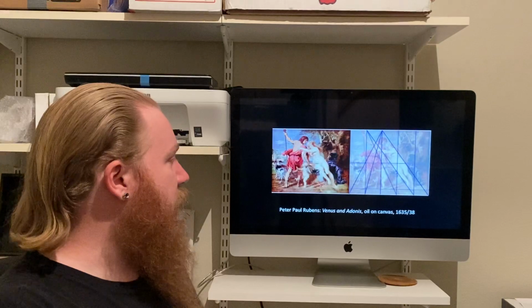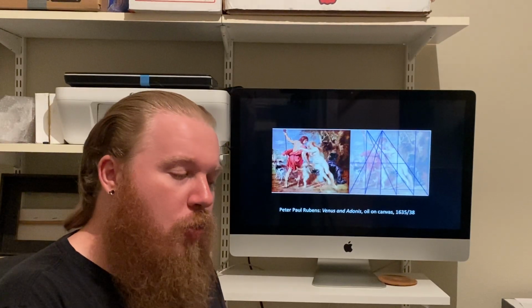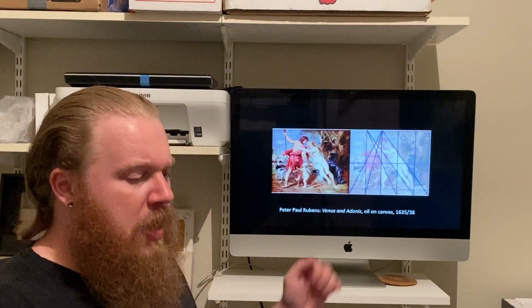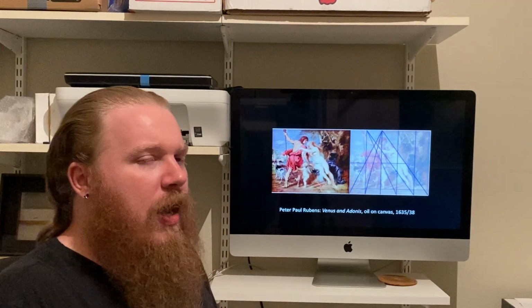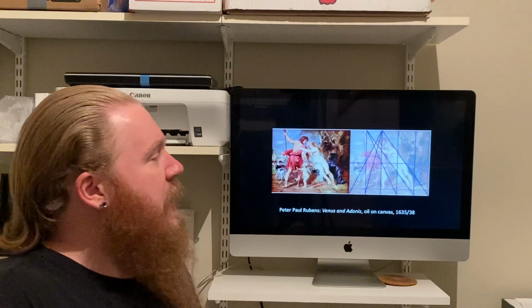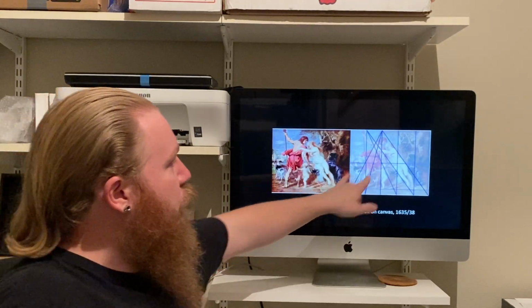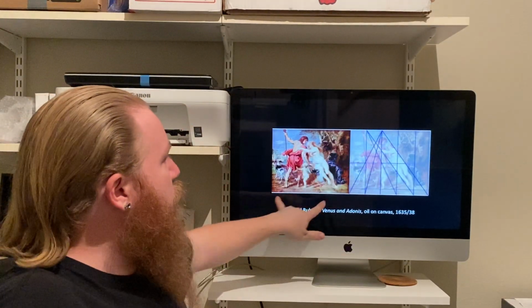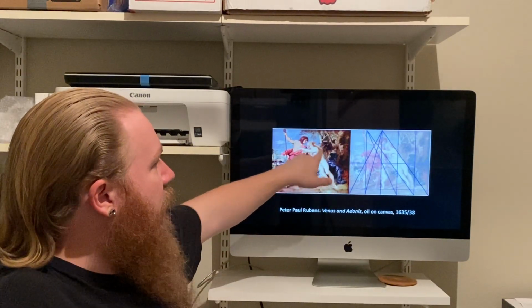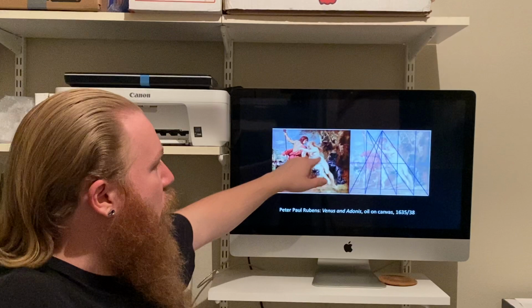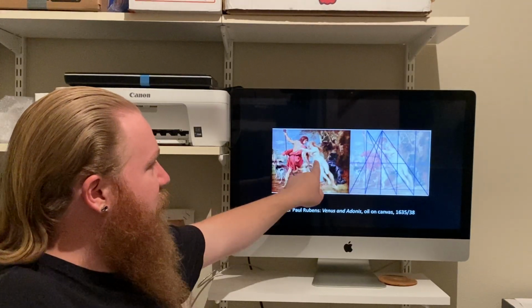And so here we can see a work that utilizes the triangle quite extensively. This is Peter Paul Rubens' Venus and Adonis. This is a scene from classical Greco-Roman mythology, but we can see that the triangular form is being used to draw our attention up from the bottom to the climactic focal point, which is the kiss that's about to happen between Venus and Adonis.